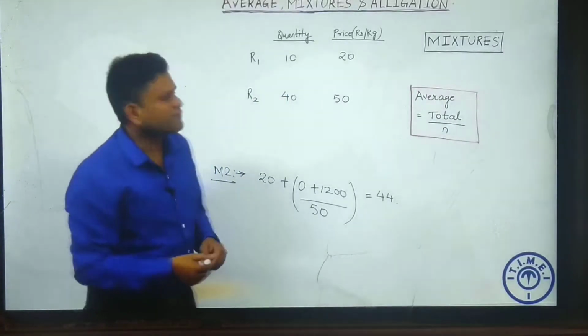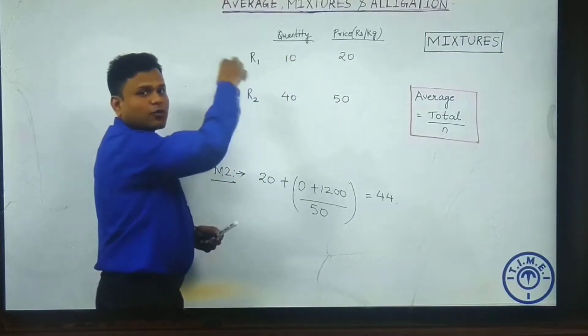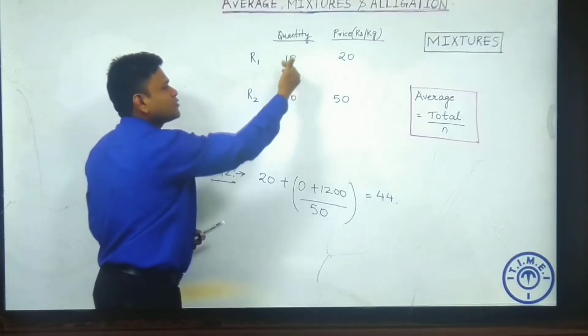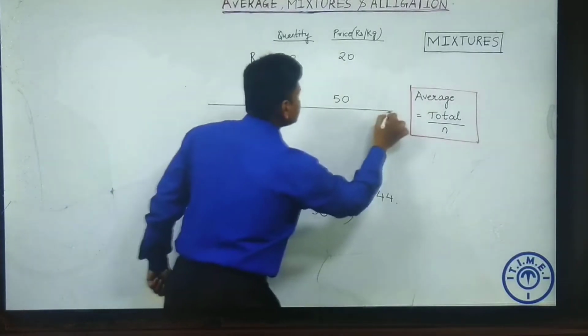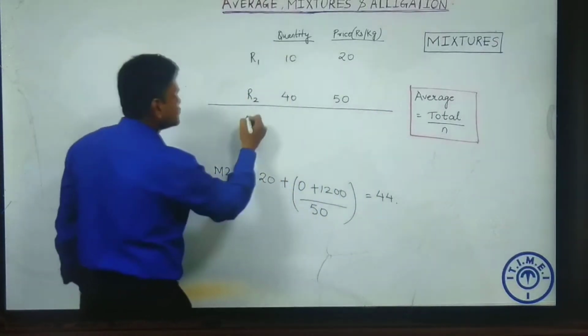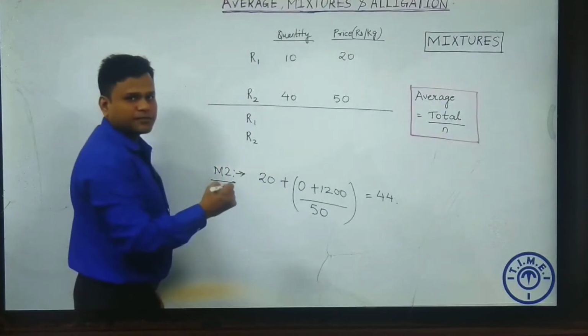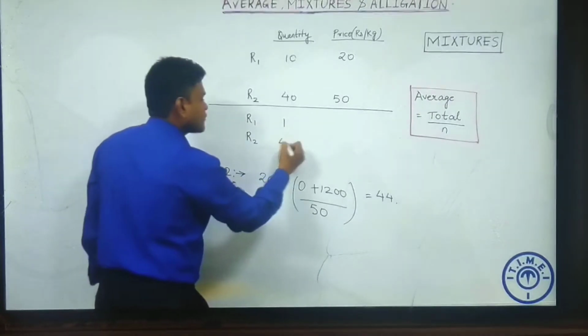So we can say that if I want to find out the average price of this mixture, I don't necessarily have to bother about 10 and 40. It's the ratio which really matters. So this situation is exactly similar to a scenario like this. Let's say I take two different brands, R1 and R2. For the first brand, I'll take 1 kg, and for the second brand, I'm going to take 4 kg.